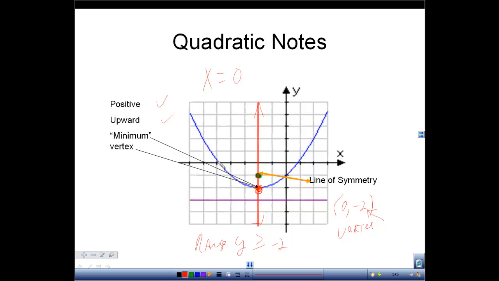Let's see what our roots would be. Uh-oh, my bad. It's negative 2. So we go over 1, negative 2. Let's see what else here. The vertex is 0, negative 2. The line of symmetry is x equals 0. The range is all the y values greater than or equal to negative 2. And I think that's about it on that one.